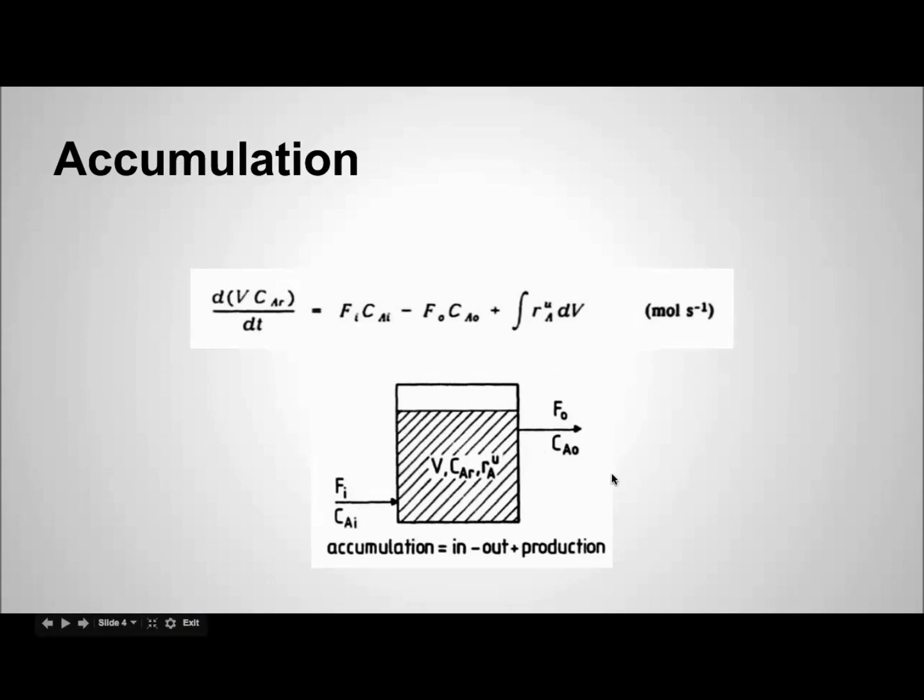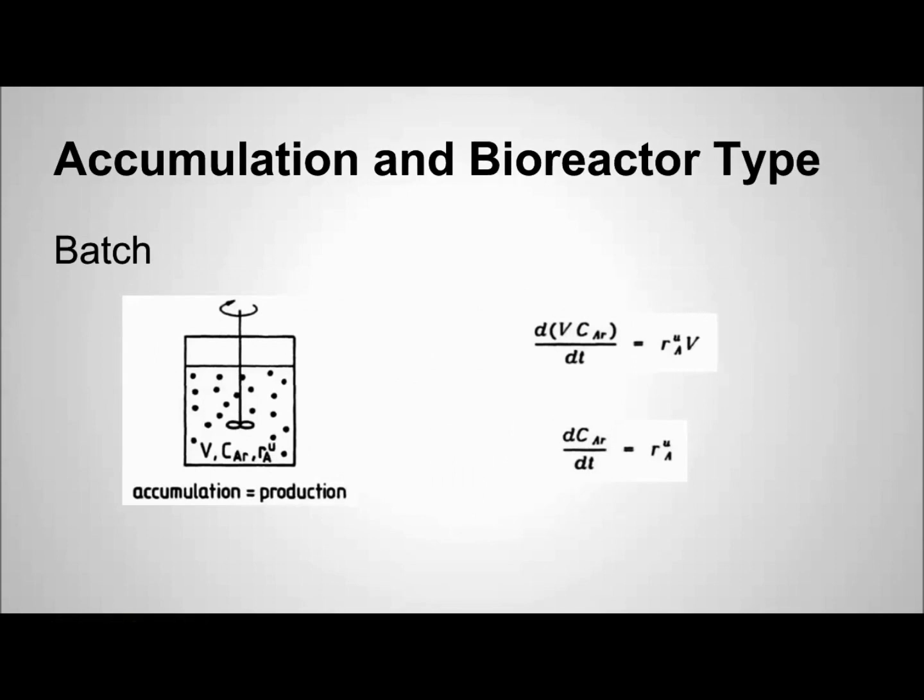And so here's the pictorial version, again, inlet, the media inside, and outlet. And so the accumulation is different for each reactor. We've got the batch, and because there is no inlet or outlet, all we have is the production. So this is the full version, but because there's nothing entering and nothing exiting, we're assuming that volume is constant.